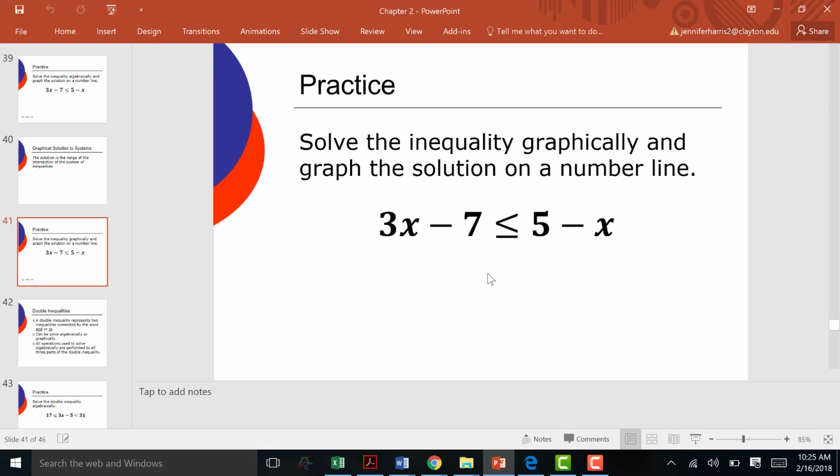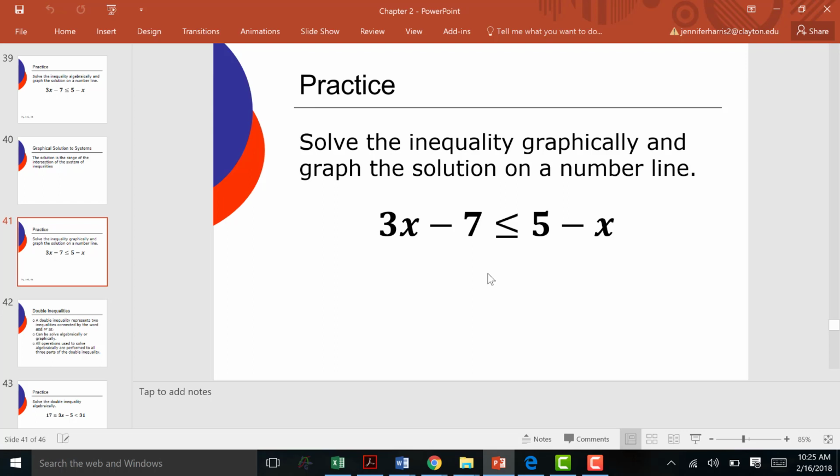All righty, we're good? You always have to go find where this number is on the number line. Always. That's the only way you can graph it. You've got to know where that number is first. Once we find it, did it have an equal sign underneath or not? No, it did not. So when there's no equal sign, we're going to use a parenthesis.